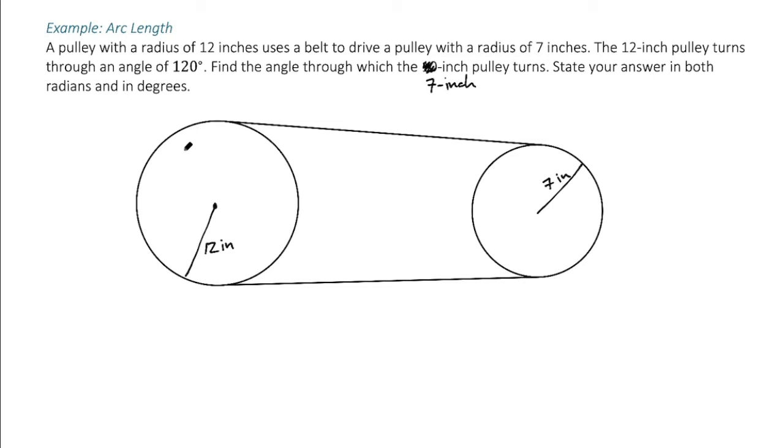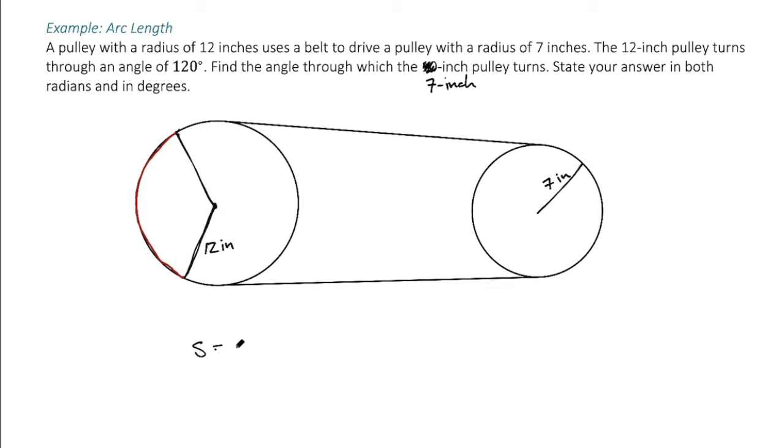If I draw that, it's going to be something like this. And so we can think of this, if this rotates like this, then we can figure out the distance that the belt will move. That distance is going to be this length right here. So that's the arc length. And I know that that's going to be the same distance over here on the 7-inch pulley. Let's go ahead and find that arc length.